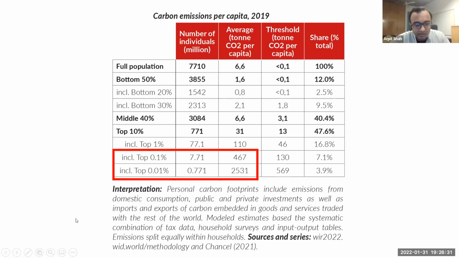So if you think about it, the top 0.01%, if you look at the bottom 50%, for example, 1.6 tons per year, and take an average lifespan of 70 years, the bottom 50% are going to emit 100 tons across their entire lifetime. The top 0.01% is emitting 25 times that just in 1 year, right? So this is extreme. One way to think of this is, extreme wealth inequality is also leading to extreme carbon inequality in terms of how much people are contributing to global warming.